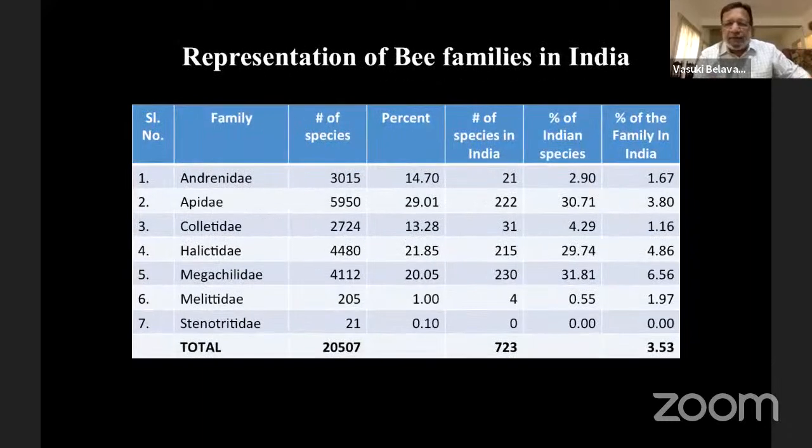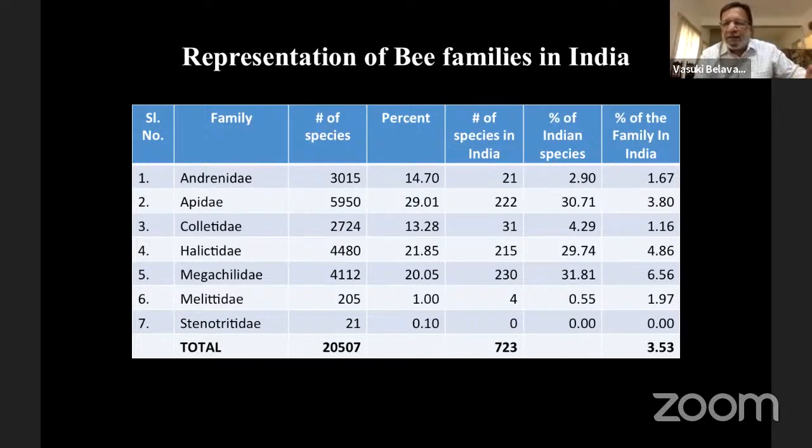Now, all bees, I said, belong to the group of Apiformes, and there are 7 families of bees: Andrenidae, Apidae, Colletidae, Halictidae, Megachilidae, Melittidae, and Stenotritidae. And of these 7 families, we have in India 6 families. Stenotritidae does not occur in India. And Melittidae is represented by only 4 species in India, whereas the maximum number of species we have are Megachilidae, Apidae, and Halictidae. These are the ones with the highest number of species that we have in India.